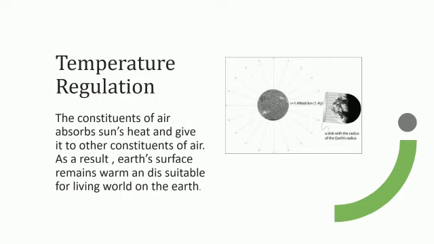Temperature regulation. The earth receives energy from the sun. The energy is in the form of heat. When the sun's heat reaches the earth, it has to travel first through the atmosphere. The constituents of air, like gases and water vapor, absorb some of the heat and pass it on to one another. As a result, the earth's surface becomes warm and suitable for the living world. If there were no air on the earth, the average temperature of the earth's surface would have been very low.